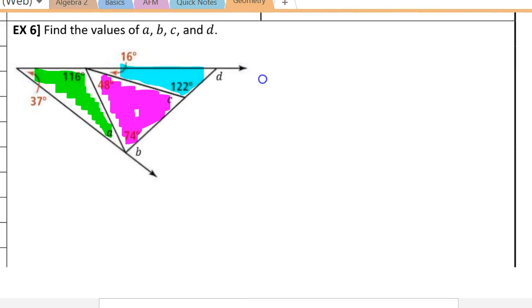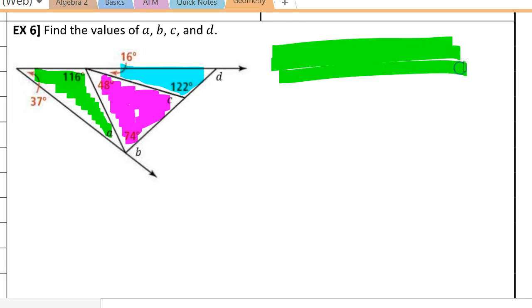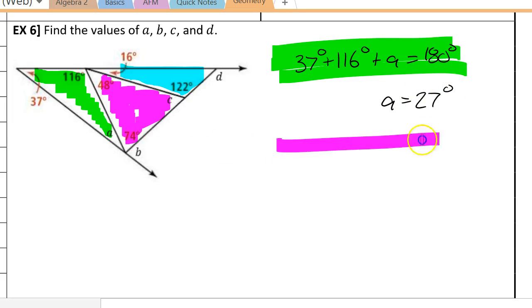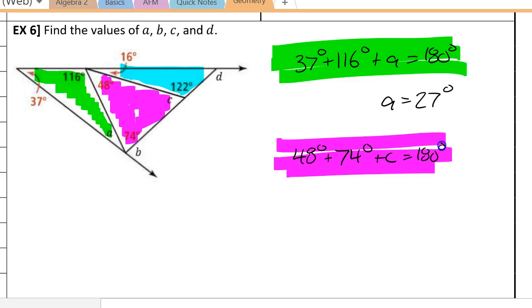Now, each of these triangles gives us information regarding the problem. The green triangle, we know all 3 angle measures. 37 degrees plus 116 degrees plus A is equal to 180. I can quickly and efficiently come up with the answer of A is equal to 27 degrees. My purple triangle also has all the angle measures known. 48 degrees plus 74 degrees plus C is equal to 180 degrees, giving me that C is equal to 58 degrees.